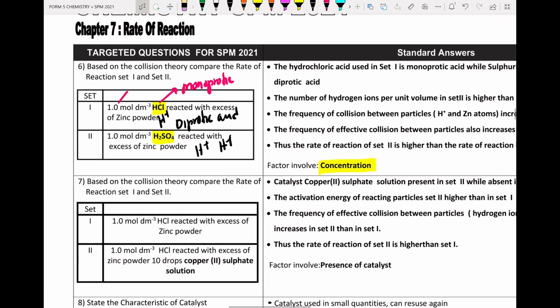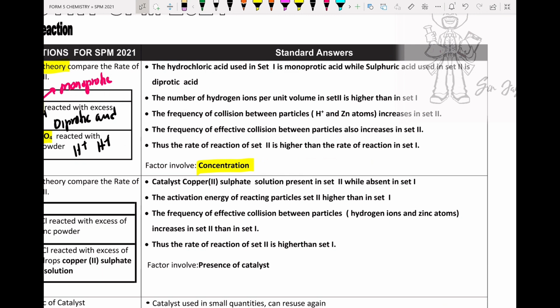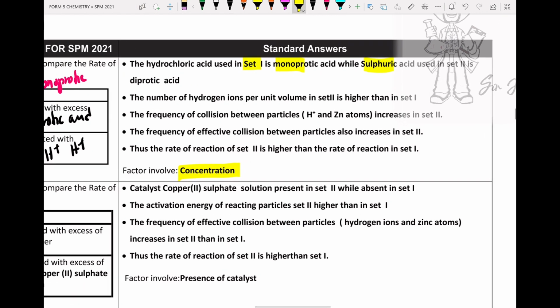So based on collision theory, how to explain this factor? Hydrochloric acid used in set 1 is monoprotic acid, while sulfuric acid used in set 2 is diprotic acid. The number of hydrogen ions per unit volume in set 2 is higher than in set 1. The frequency of collision between particles, if students want to mention the particles, can. If not, just put between particles, increases in set 2. The frequency of effective collision between particles also increases in set 2. Thus, the rate of reaction of set 2 is higher than the rate of reaction in set 1.